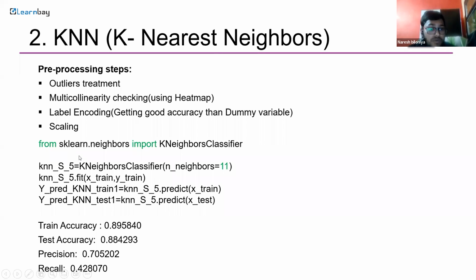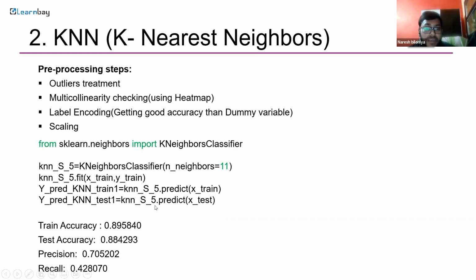Now after applying KNN, we are getting results. Train accuracy is around 89, that is quite good, and test accuracy is also good. Precision is 70%. Precision has decreased a little bit compared with logistic regression. Recall has also increased a little bit, but we can say it's not up to the mark. It's not even 50%. So now we are going with another model.